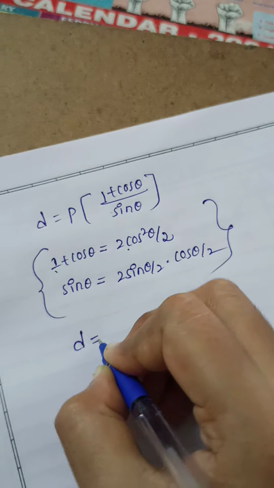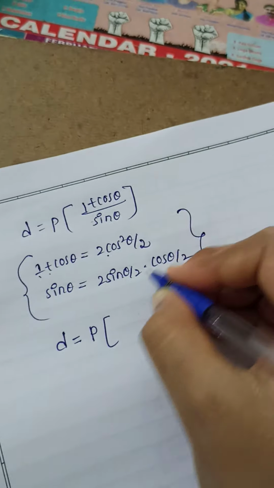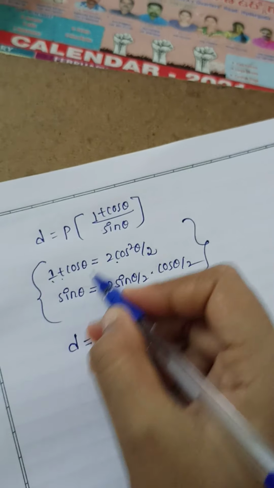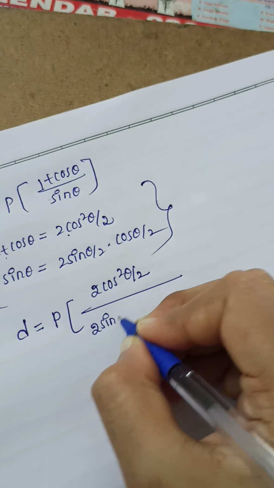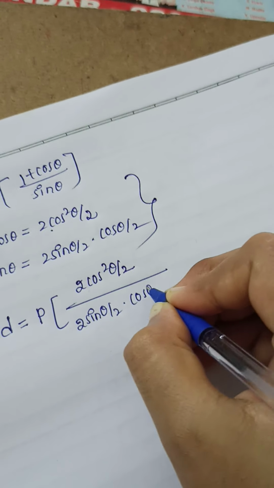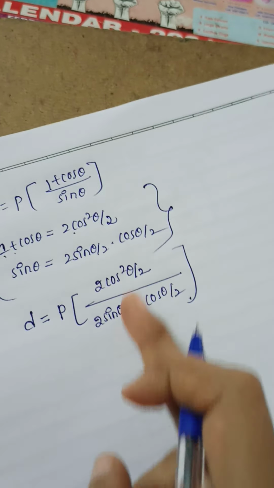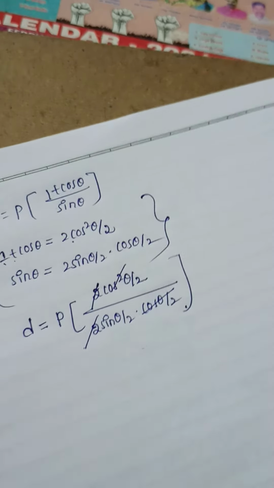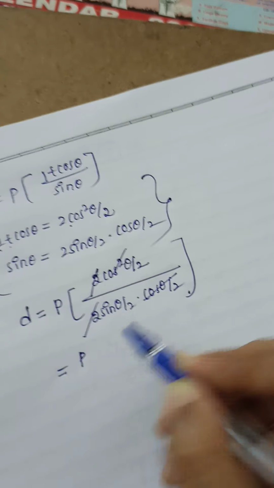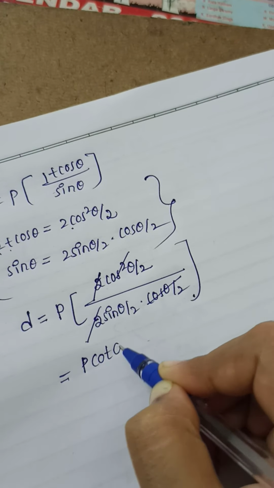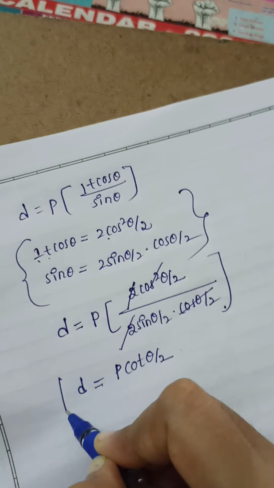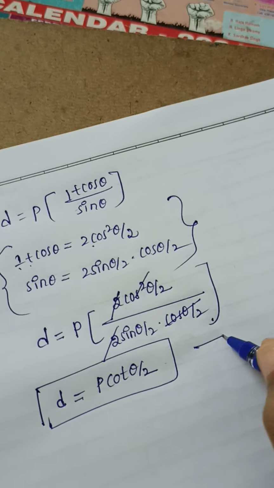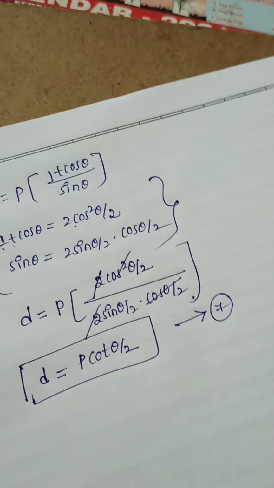D is equal to P into, substituting 1 plus cos theta, 2 cos square theta by 2, divided by sin theta, 2 sin theta by 2 into cos theta by 2. Here see the numerator and denominator: 2 gets cancelled, one cos theta by 2 cancelled, that is P into cos by sin, it is cot theta by 2. What is the value? It is D. D is equal to P cot theta by 2. Let us consider this as equation number 7.